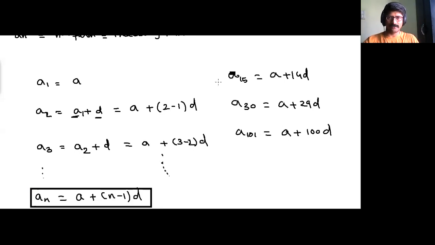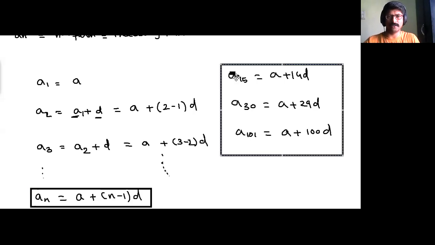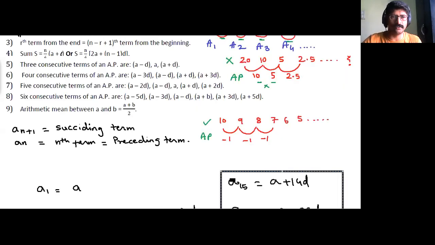Okay, so just write down these few things so that you will have everything in your notes ready. If any term you want to find, a15, then a plus 15 minus 1 into d. A30, a plus 29d. A101, a plus 100d. Yeah, this should be on your tip of tongue. There will be many sums based on this, so you should be able to do all these things on the tip of your tongue. I hope you understood and finished writing everything till here.